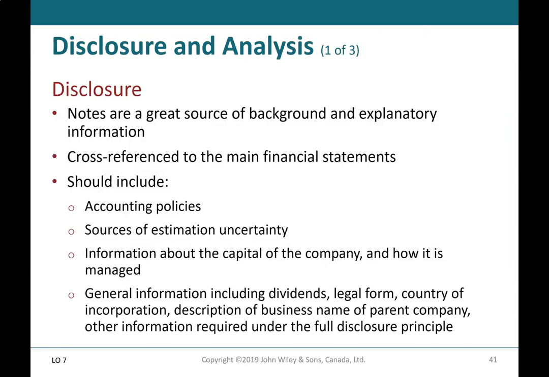Disclosure and analysis, 1 of 3. Disclosure. Notes are a great source of background and explanatory information. They're cross-referenced to the main financial statements, and they should include the accounting policies, the sources of estimation uncertainty, information about the capital of the company and how it is managed, and general information including dividends, legal form, country of incorporation, description of business, name of parent company, and other information required under the full disclosure principle.